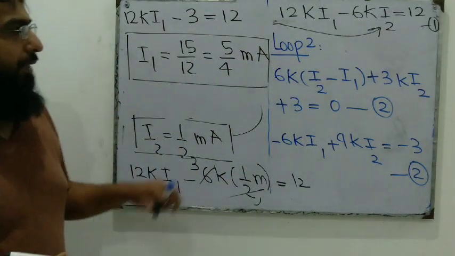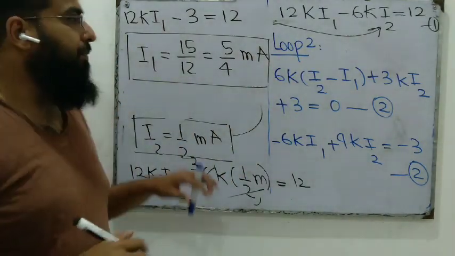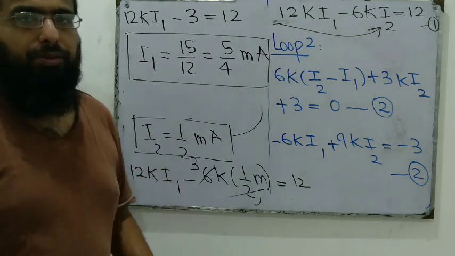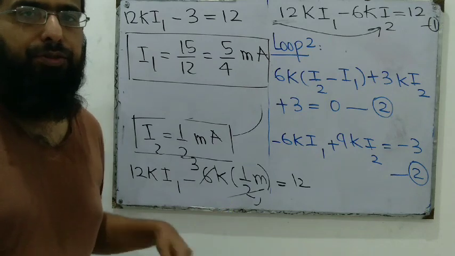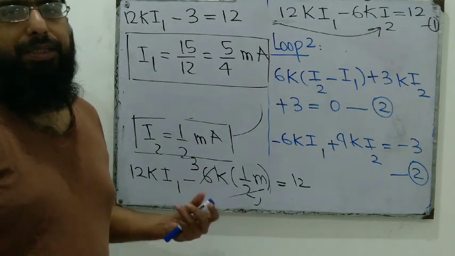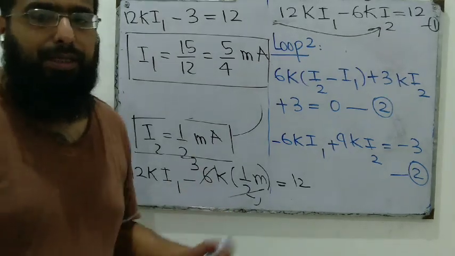So this is how we have written equations for loop number 1 and loop number 2 using loop analysis and found out I1 and I2. We'll solve further problems related to loop analysis and further concepts in our next lectures. Thank you.